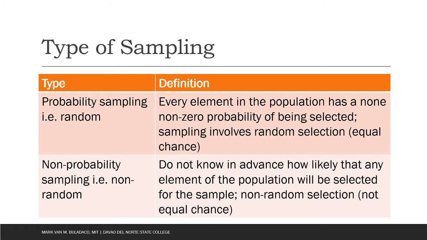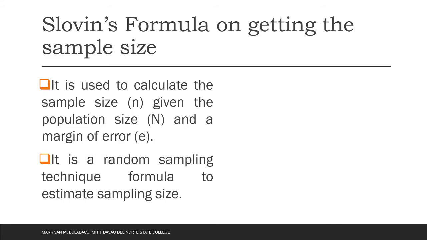In non-random or non-probability sampling, the persons to be selected do not know in advance how likely any element of the population will be selected for the sample. So there is no equal chance. So we will explore later the different techniques in probability sampling and non-probability sampling. So we'll start with probability sampling.